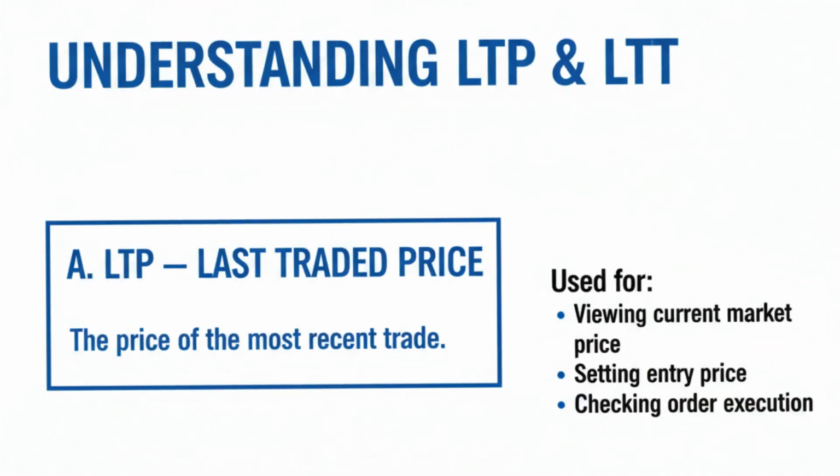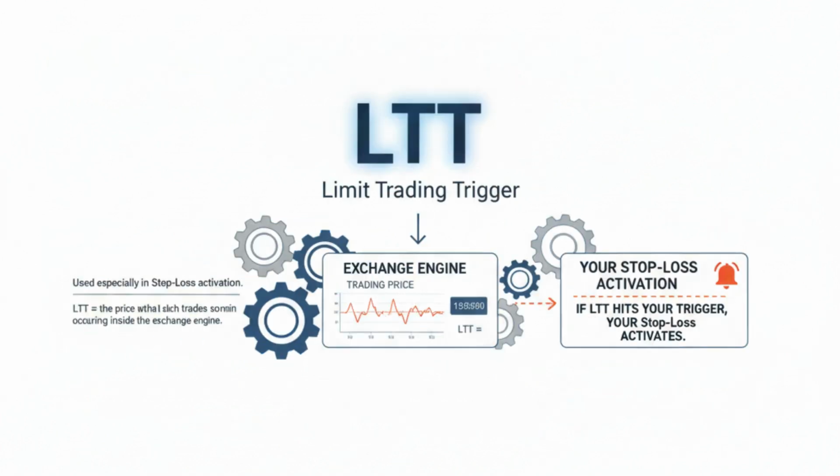Understanding LTP and LTT. LTP, last traded price. The price of the most recent trade. Used for viewing current market price, setting entry price, and checking order execution. LTT, last trading trigger. Used especially in stop loss activation. LTT equals the price at which trades are occurring inside the exchange engine. If LTT hits your trigger, your stop loss activates.